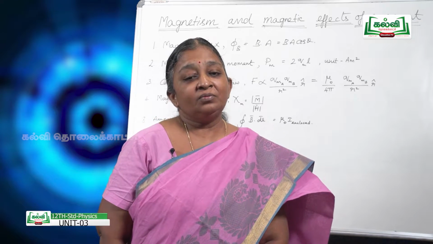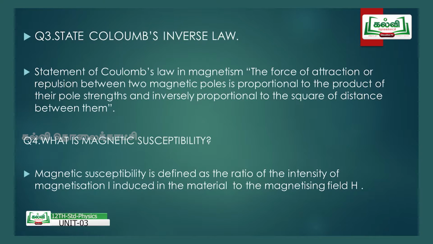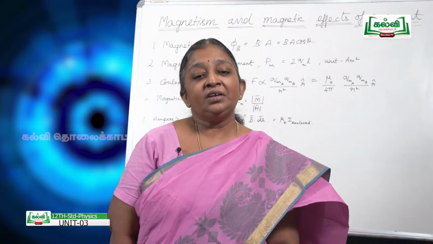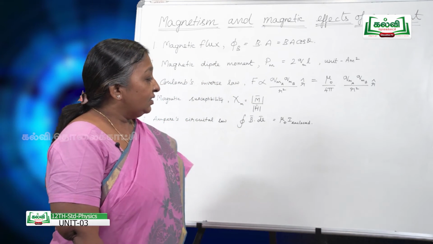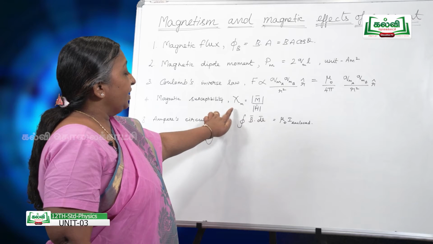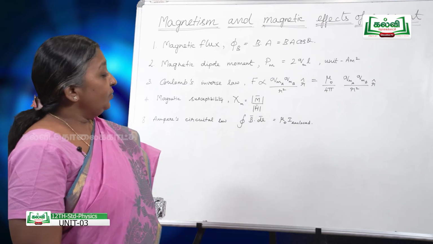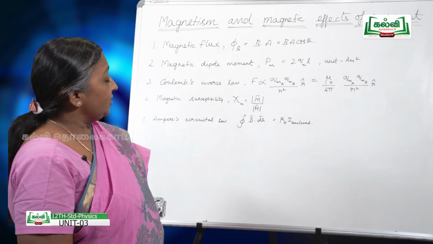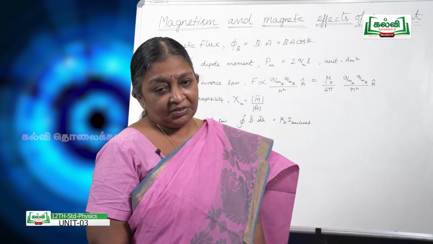Then the next question is what is magnetic susceptibility? Magnetic susceptibility is a ratio of two physical quantities, and if it is a ratio, the units will cancel, so magnetic susceptibility does not have a unit. It is the ratio of the intensity of magnetization to the magnetizing field, and here also we have an expression: chi m is equal to M divided by H. This is the expression for magnetic susceptibility.